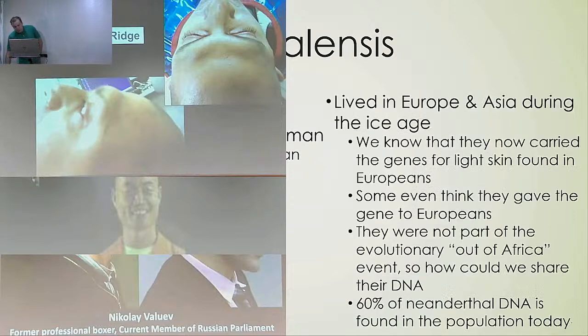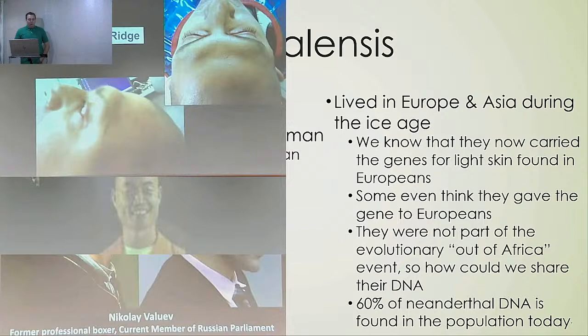Now both the evolutionary and biblical models agree that they lived in Europe, in Asia, because that's where we're finding these bones, and they existed during the Ice Age. It's the timeline that we disagree on, and we will go over the Ice Age at a later date when it fits more with how we're going through the Bible chronologically. We know that they carry the genes for light skin that are found in Europeans today. And some, mainly the evolutionists, think that they gave these genes to the Europeans. The biblical model doesn't care one way or the other on that.